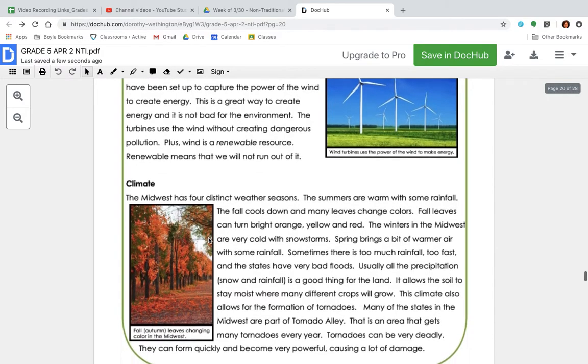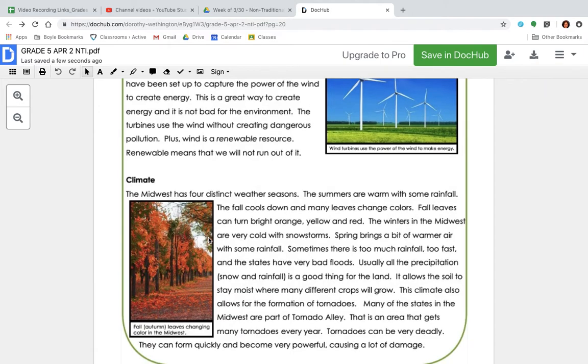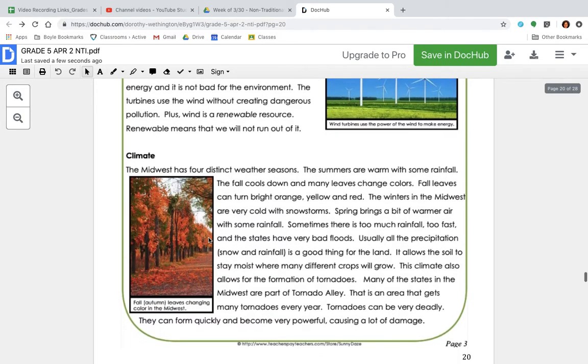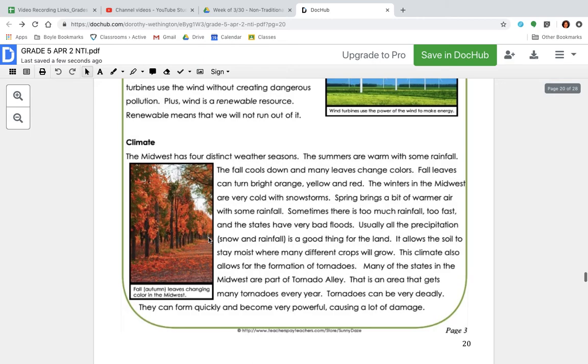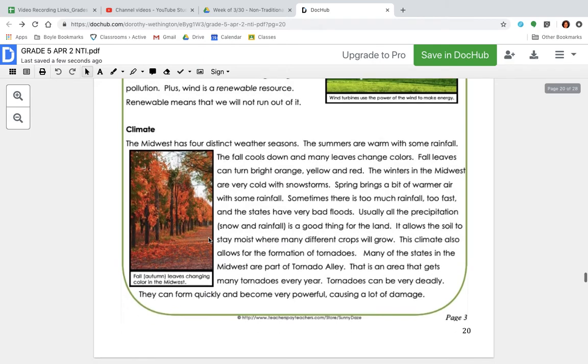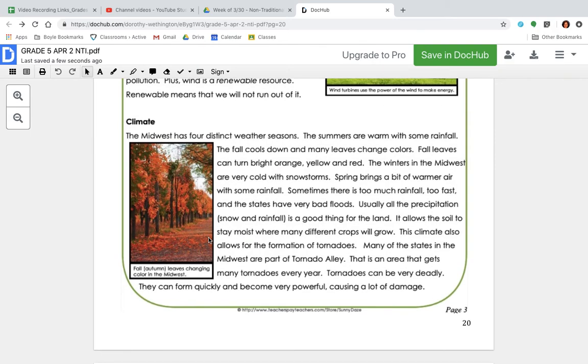The winters in the Midwest are very cold with snowstorms. Spring brings a bit of warmer air with some rainfall. And sometimes there is too much rainfall, too fast, and the states have very bad floods. Usually, all of the precipitation, snow and rainfall, is a good thing for the land. It allows the soil to stay moist where many different crops will grow.